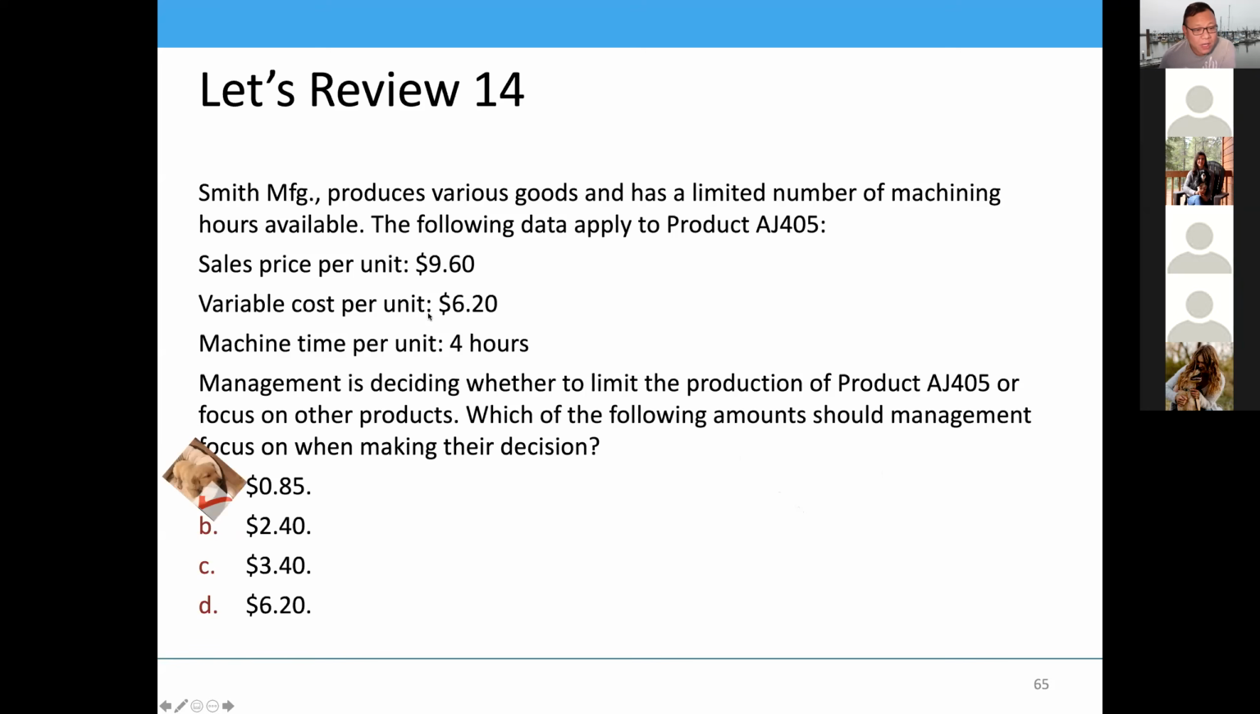So you figured out the contribution margin: selling price minus variable cost, the difference should be 3.4. Then you work per unit. The machine hours for each unit is 4 hours, so you want to figure out the contribution per unit hour. 3.4 divided by 4 is 0.85. That's the contribution per machine hour, machine time.